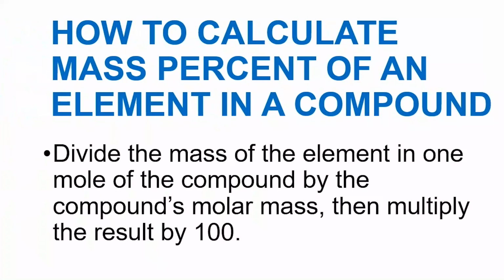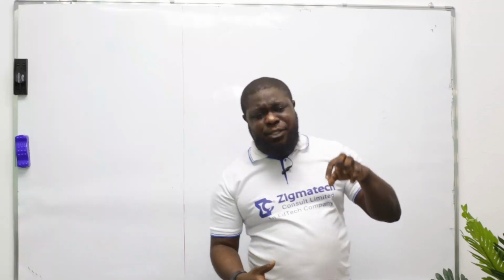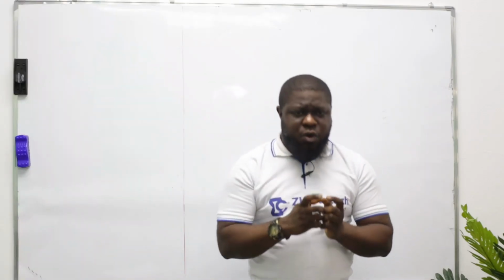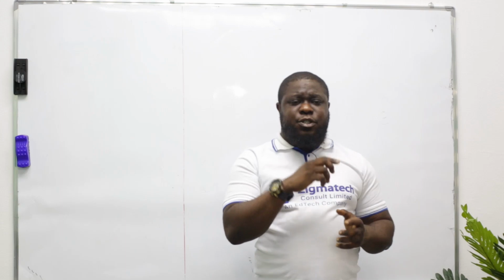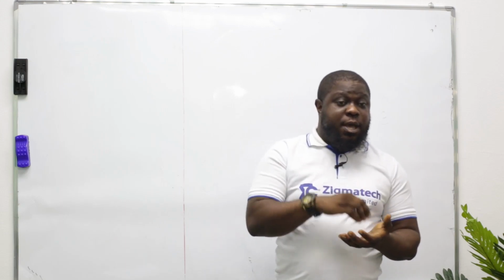Now, we said how to calculate mass percent of an element in a compound. They say you divide the mass of the element in 1 mole of the compound by the compound's molar mass, then multiply the result by 100. What do they mean? Now, the mass number of the element you're looking for.